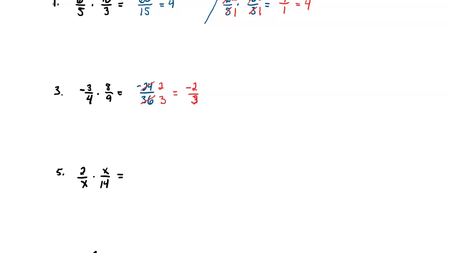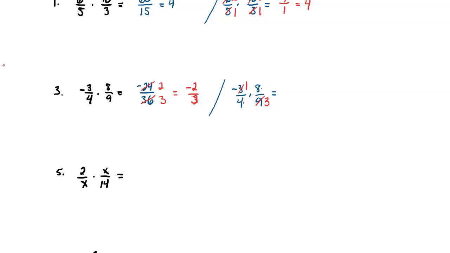Now let's compare that to the other method. Let me write the problem down again. And this time, we'll reduce first and then multiply. In the top, there's a 3, and at the bottom, there's a 9. Those are both divisible by 3. 3 divides by 3, creating 1. 9 divides by 3, creating 3.